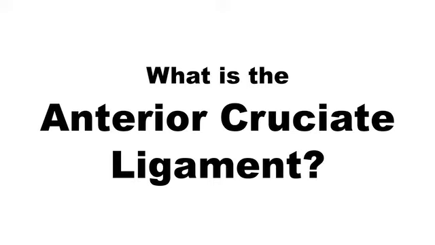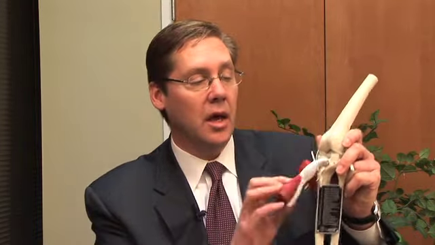Let's first talk about what the anterior cruciate ligament is. The anterior cruciate ligament is a ligament within the knee joint that connects the femur and the tibia. This model here is a typical knee joint. If I flip the kneecap down, you'll see the femur above and the tibia below.